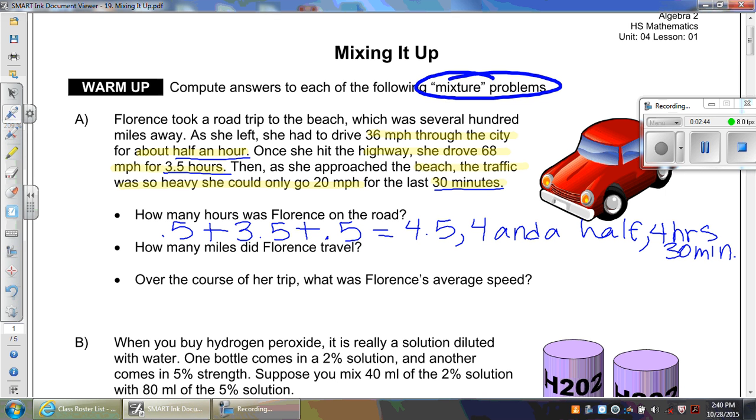Now, let's see. How many miles did Florence travel? Miles, yeah. That might not be too easy to find at first sight. But we can figure it out, right? So, what is the formula for speed? Distance divided by time.